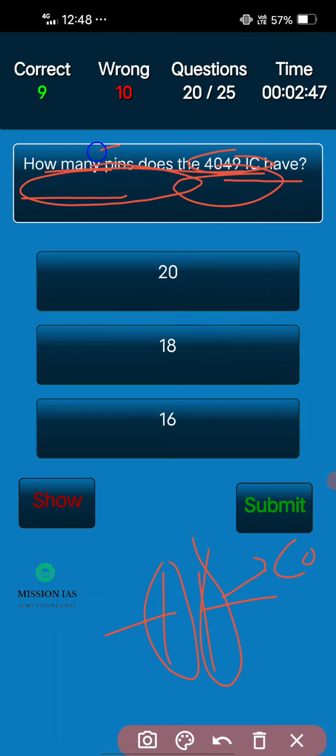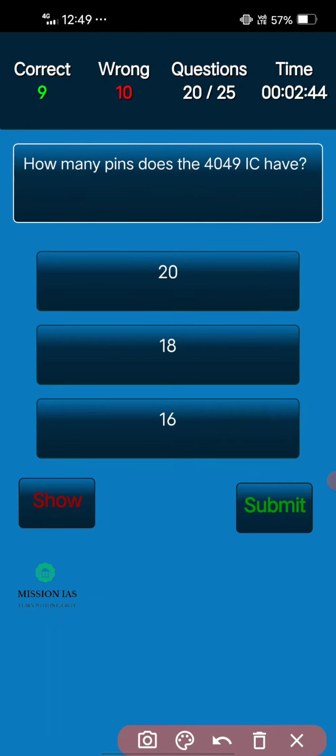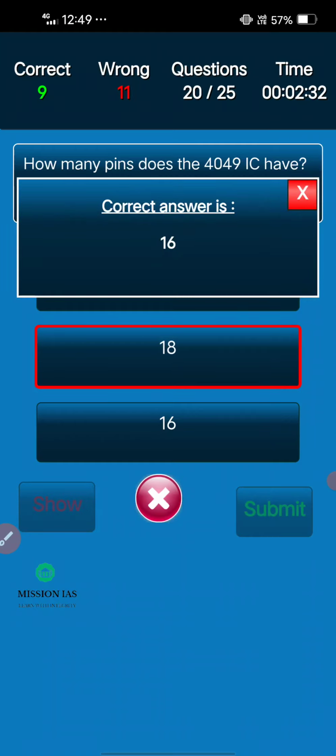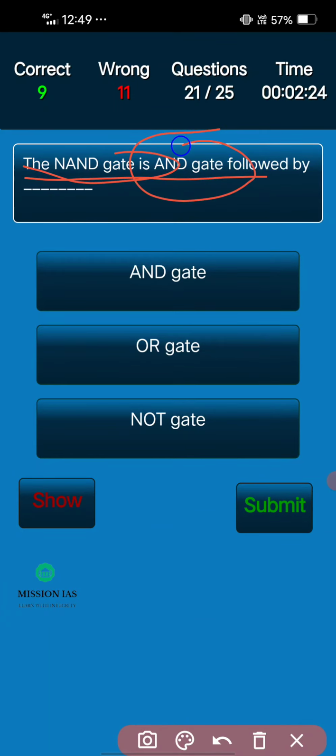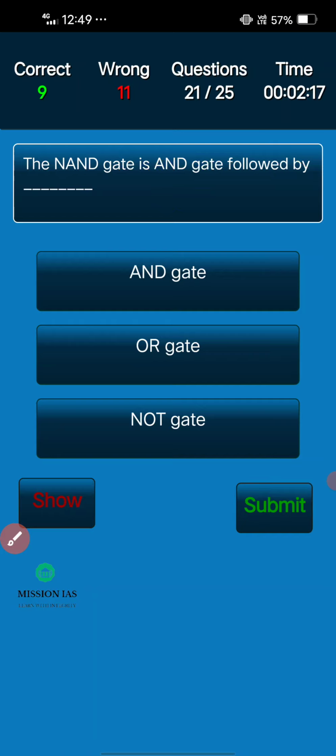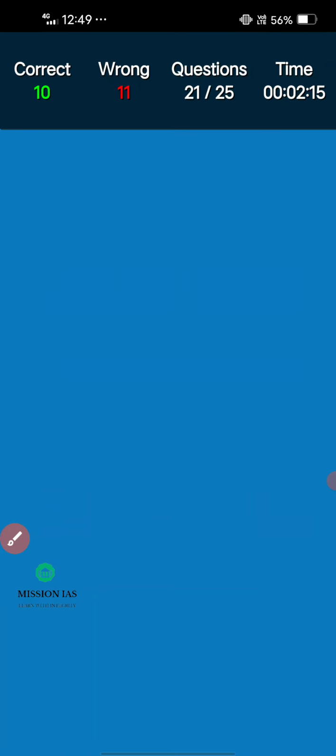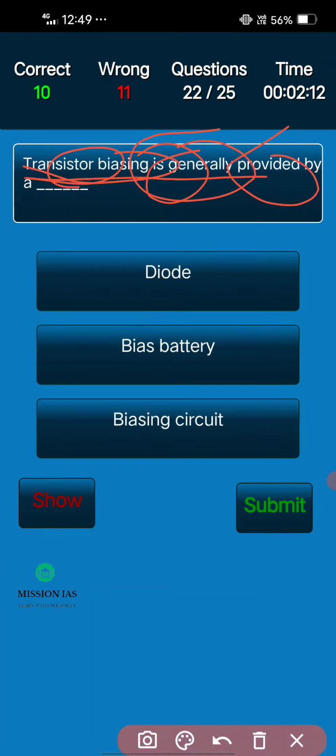Then, it is very important: how many pins does the 4049 IC have? So how many pins does it usually have? The 4049 IC has 16. Okay, then the NOT gate question: the NAND gate is an AND gate followed by which gate? NAND, AND, OR, NOT? It is usually NOT. Okay, it is a very simple question.